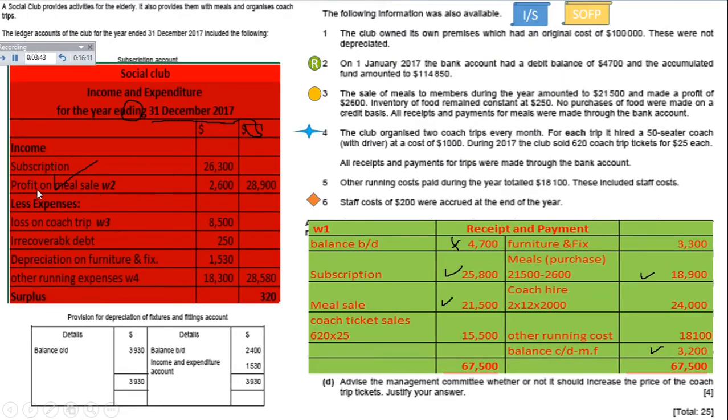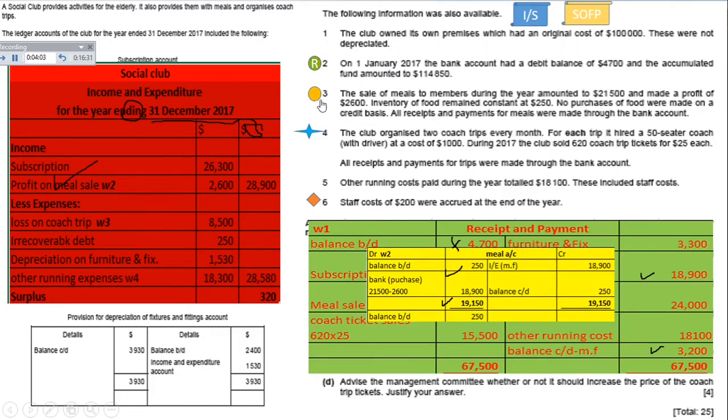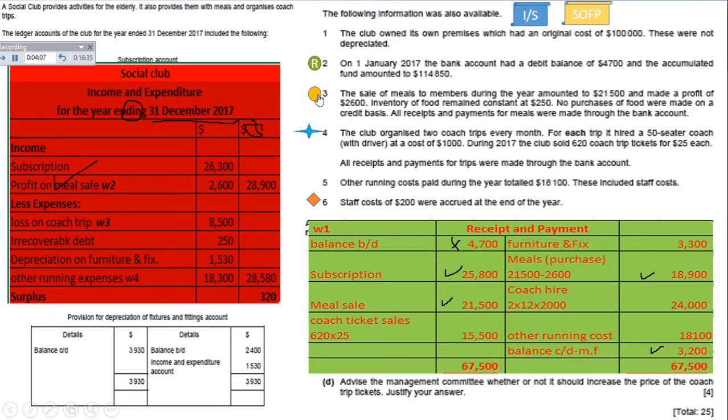So look at the income statement now. In the income statement, profit on meal sale 2600. So if you look up here, the sale of meal to members here was 21,500 and made a profit of 2600. It's given out here directly, so you can simply put 2600. It's already given, or you can use these two data. It's the same thing. This minus this is your profit. That's your meal. So I think everyone understood this.